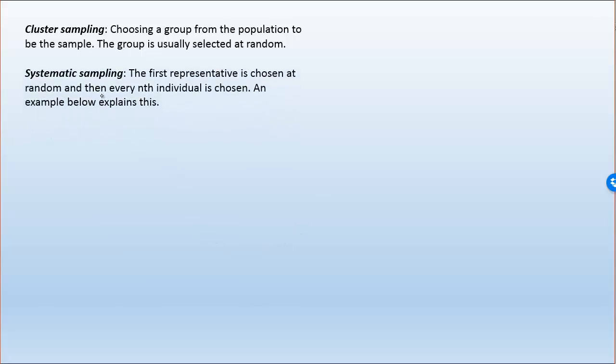Cluster sampling, choosing a group from the population to be the sample. The group is usually selected at random. And systematic sampling. The first representative is chosen at random, and then every nth individual is chosen. Now, this is quite hard to explain in this sort of format, so I've got an actual example that goes through systematic sampling.